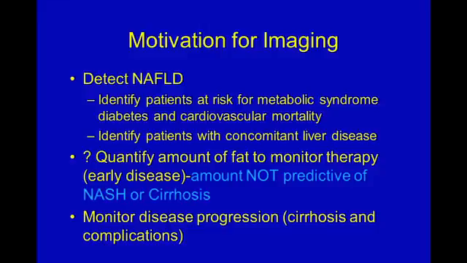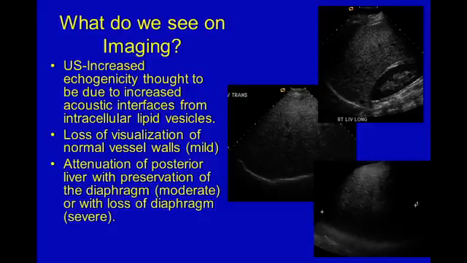Do we want to quantify the amount of fat to monitor therapy for early disease? Well, unfortunately, the amount is not predictive of NASH or cirrhosis, but perhaps finding the patients with fat would be useful. And lastly, we can maybe monitor disease progression, including cirrhosis and its complications. So what do we see on imaging?